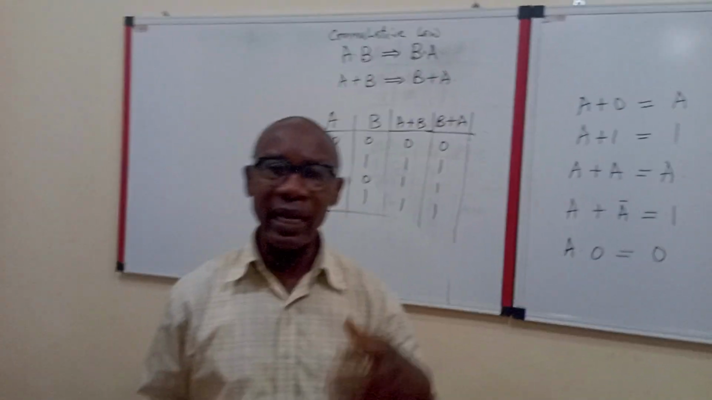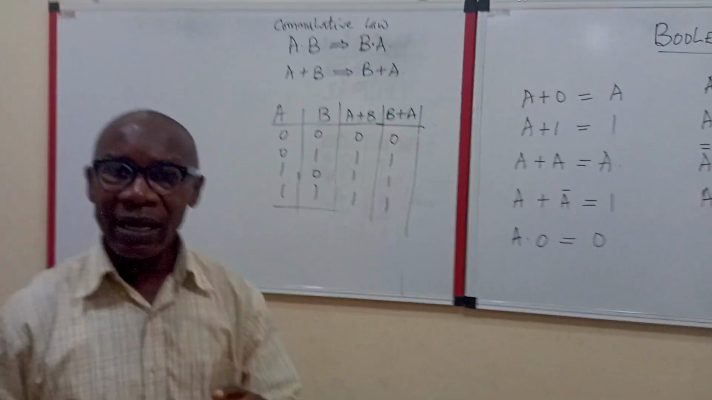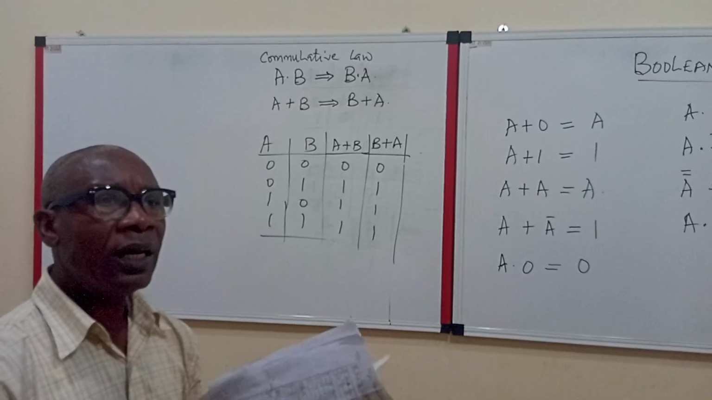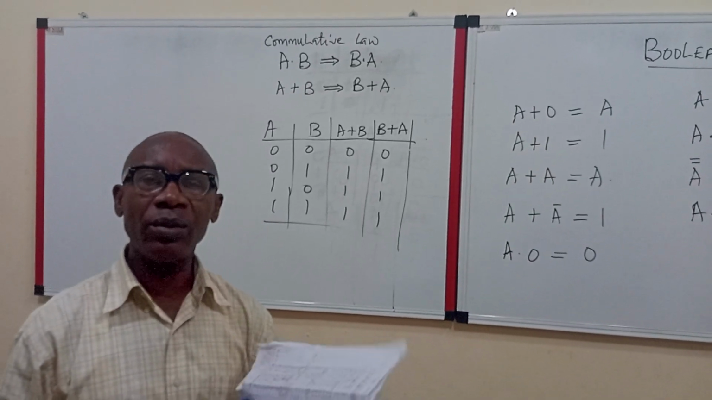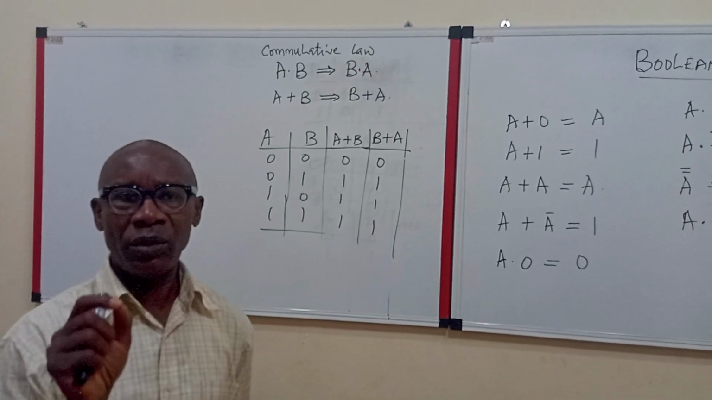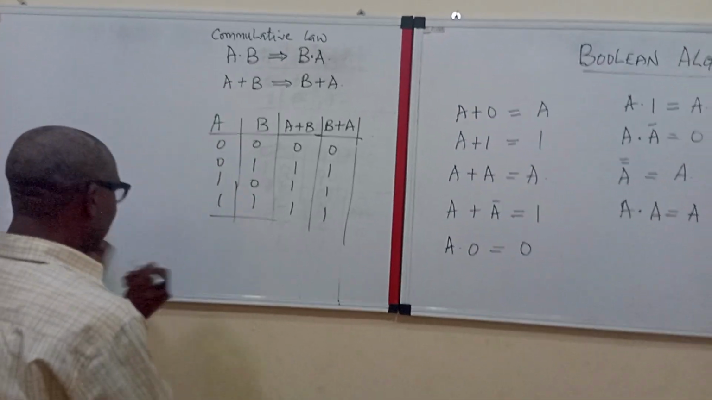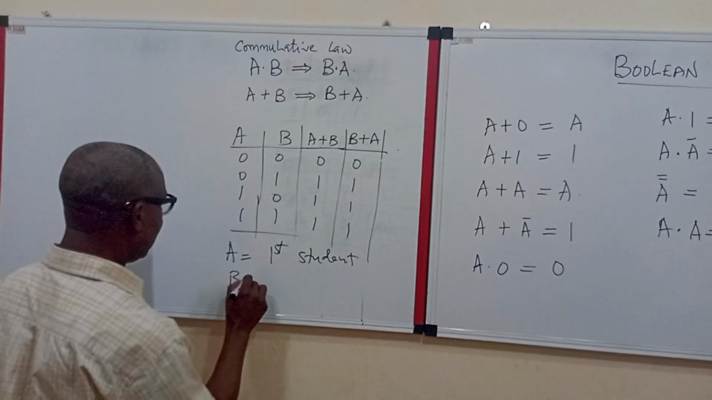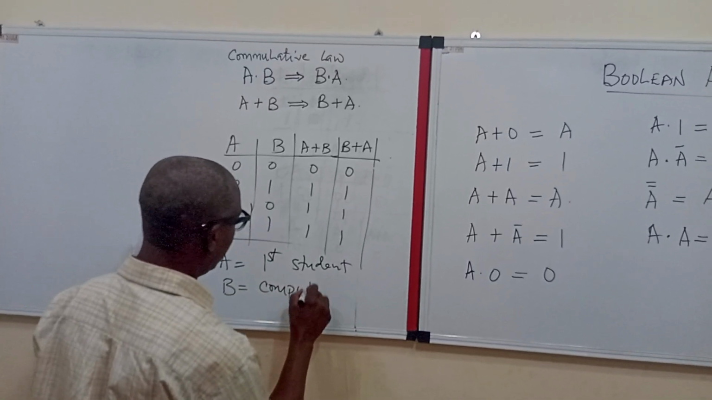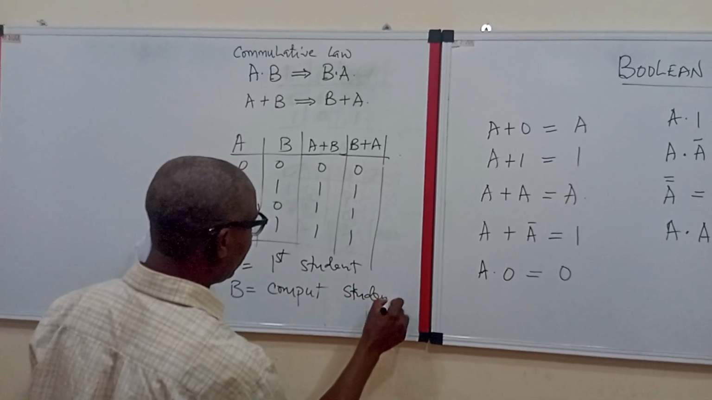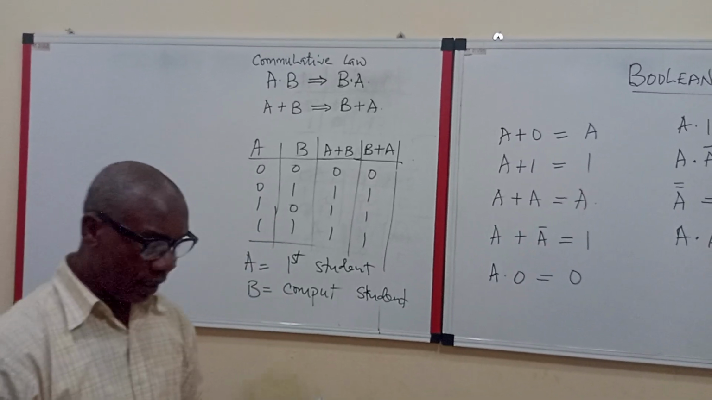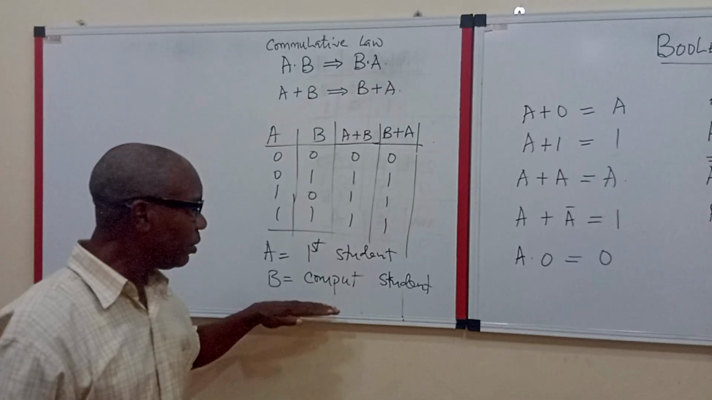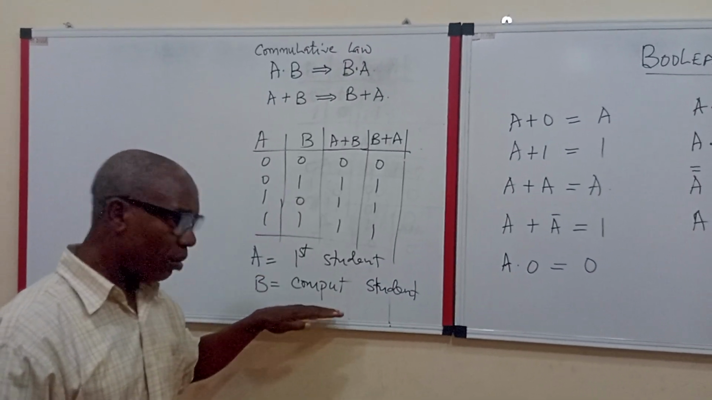Now, how does this really apply in computer programming? How do we use it? Let's assume that we have a case where the Bayelsa state government wants to give scholarship to first class students. So A is first class students, and B is computer science students. Now, how does this commutative law apply? Let's assume that the Bayelsa state government wants to give scholarship to students who are first class and also in computer science. First class students and computer science.